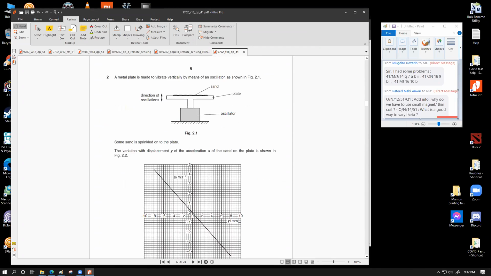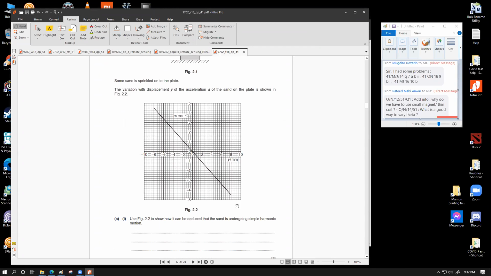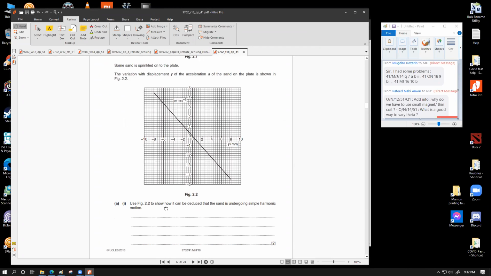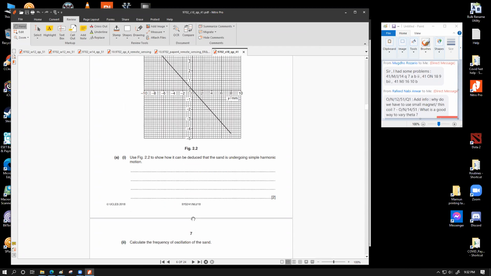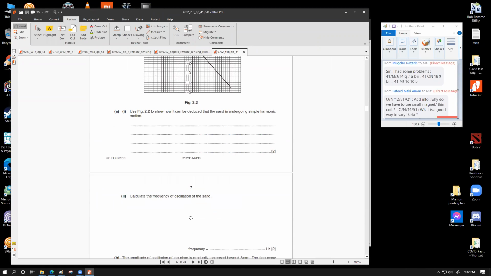Okay, a metal plate is made to vibrate vertically by means of an oscillator as shown in figure 2.1. Direction of oscillation is vertical, with sand on the plate. Some sand is sprinkled onto the plate. The variation with displacement y of the acceleration a of the sand particle is shown in figure 2.2. So acceleration versus displacement. The question is about the frequency of oscillation of the sand.